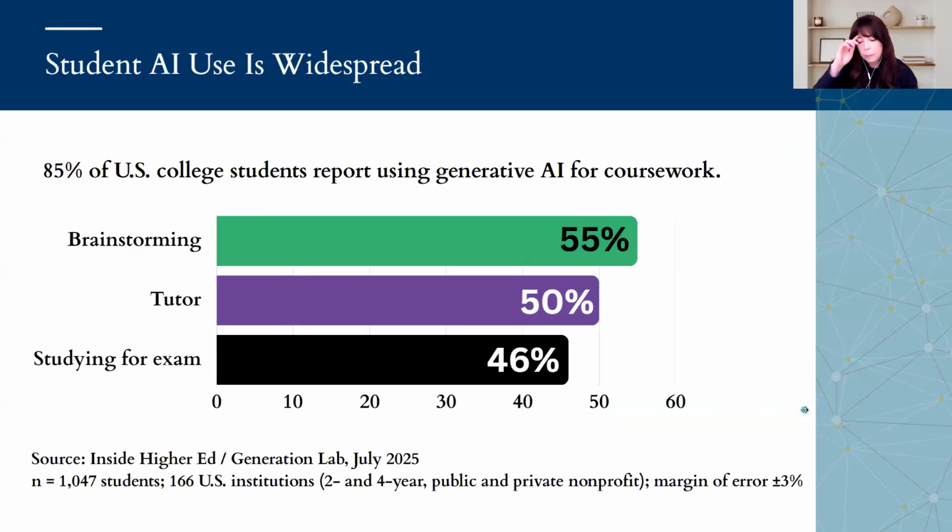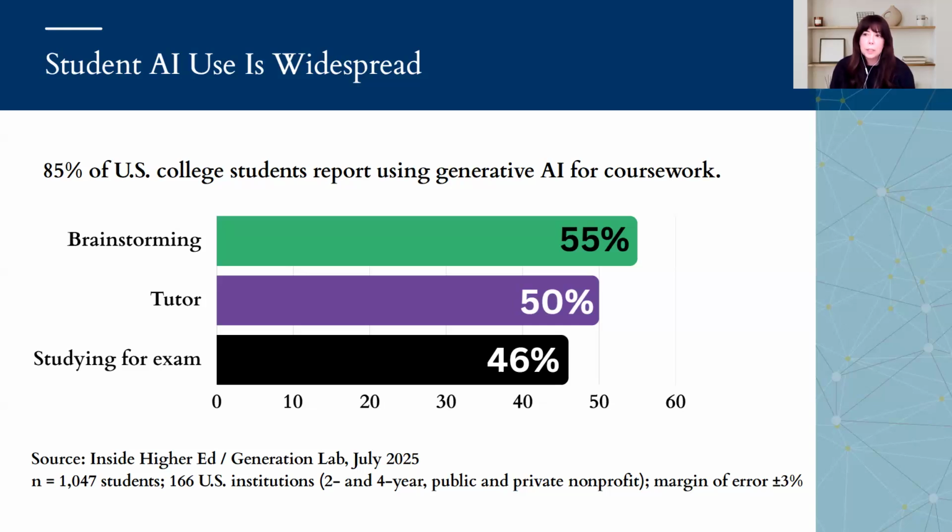All right. Now, with that frame in mind, what we want to do briefly is look at where students are likely to be in terms of their AI use. And this is a little bit dated. I've actually been having trouble finding any 2026 surveys on AI use. So this is a survey from July 2025 from Inside Higher Ed and Generation Lab, and it surveyed over 1,000 students at over 160 US institutions, and these are 2 and 4 year institutions.